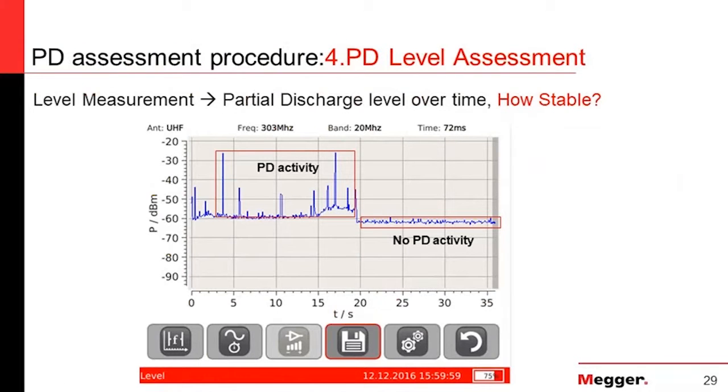And then the next step is to go to the level assessment. So we go to the level assessment and we check the level and how stable it is and how periodic, and check the level of the partial discharge.